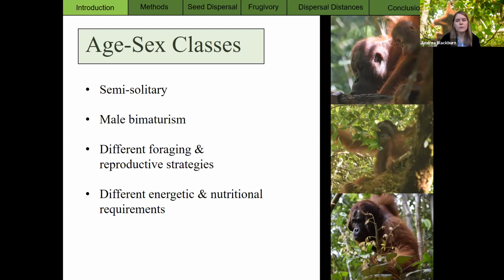So the photos on the right from top to bottom represent a mother and offspring pair, an unflanged male, and a flanged male.